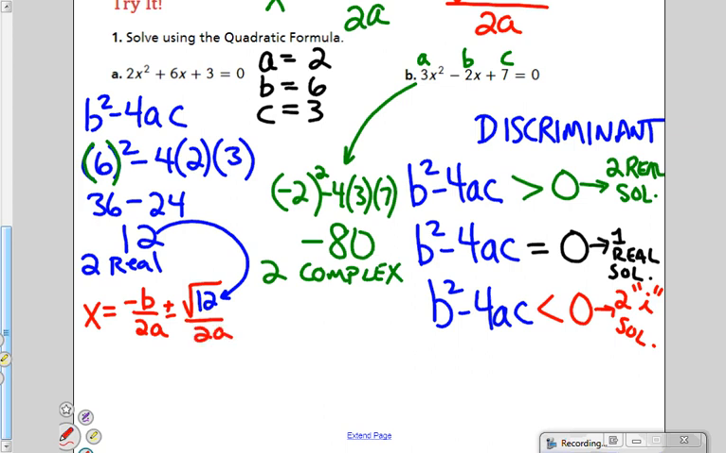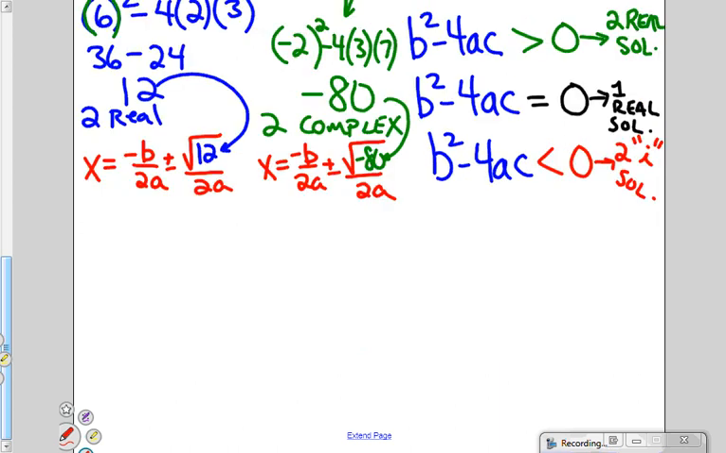For the next one, same idea. X equals negative b over 2a plus and minus the square root of negative 80. We're using that part that we set aside for later. Fill in the a's and the b's, and you'll get 2 solutions. They will be decimals. The one on the left will be real numbers. The one on the right is going to involve i.